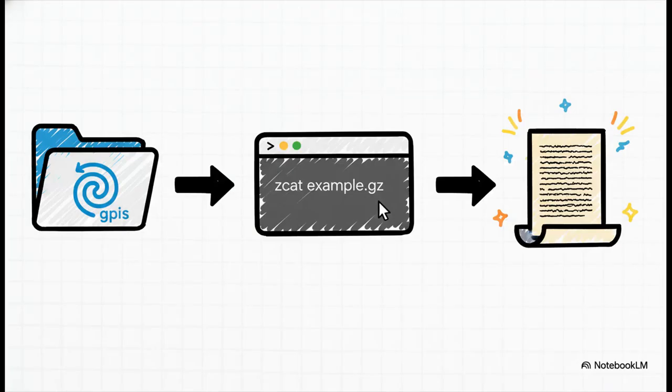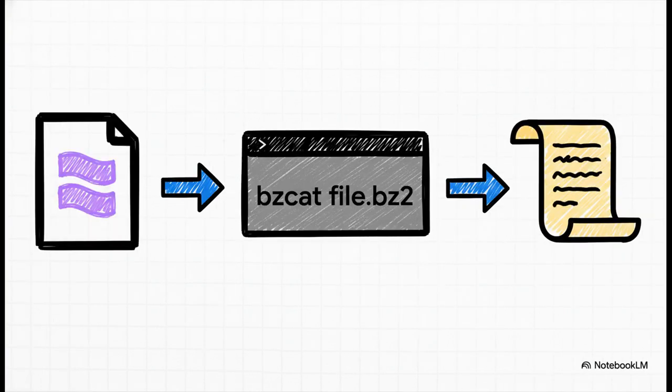Okay, so if you've got a file that ends in .gz, meaning it was made with gzip, you just use the zcat command. You type zcat and the file name, hit enter, and bam! The contents spill right out onto your screen. No fuss. Starting to see the pattern?